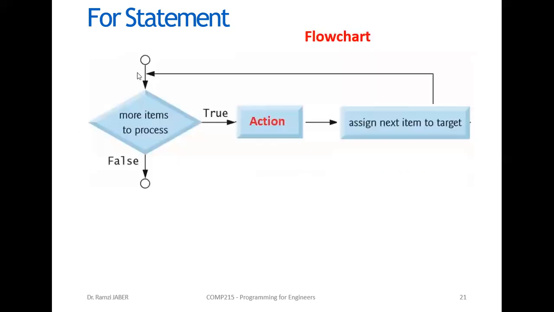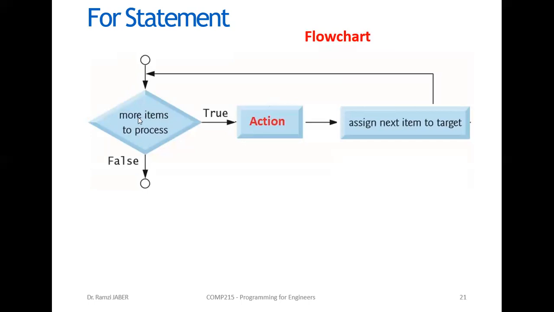Now, the flow chart looks similar to the for loop in C, but inside this rhombus or diamond, we don't have a direct condition like less than or equal or a number or whatever.